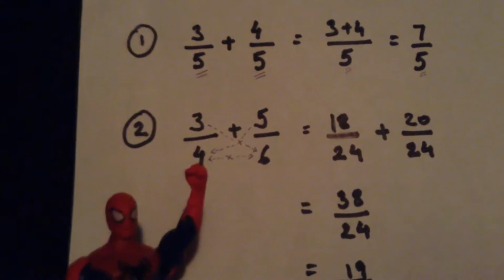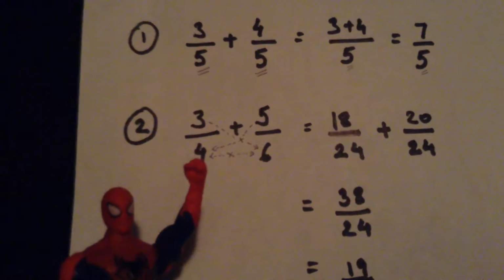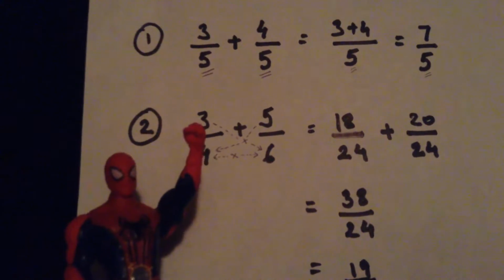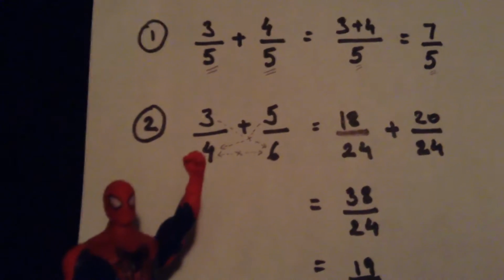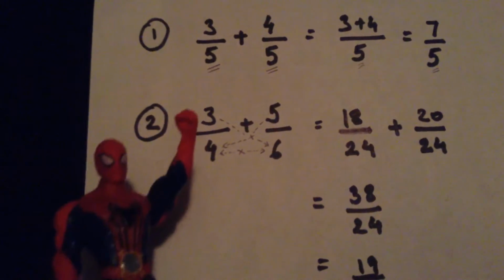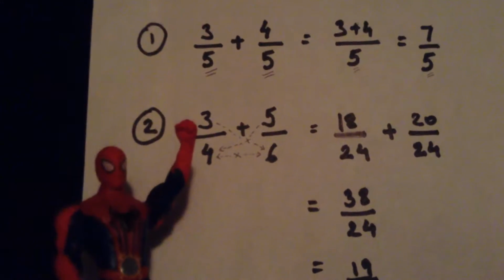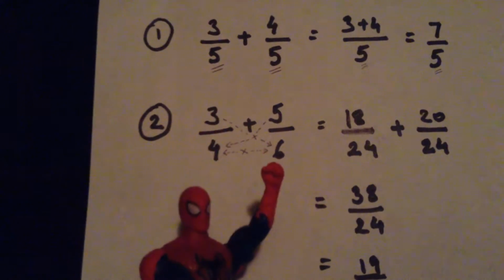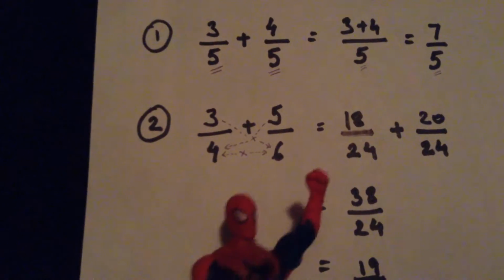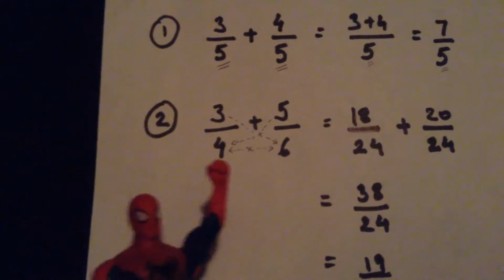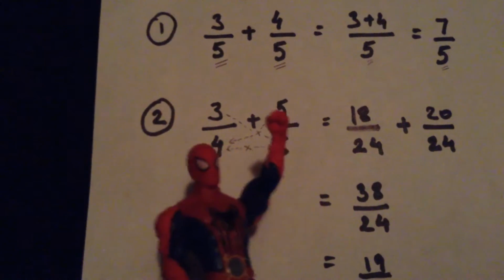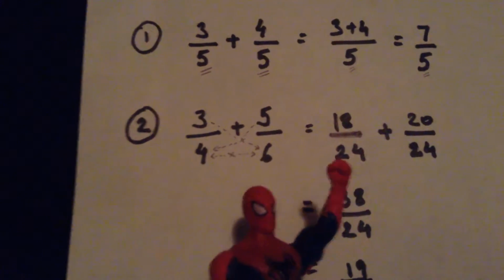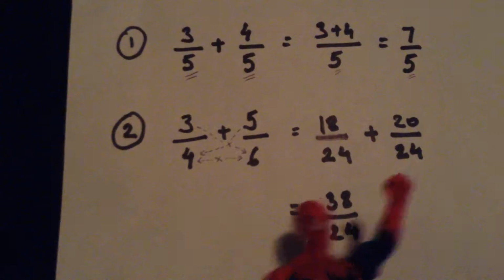This also supports the theory that whatever operation you carry on the denominator, you also perform the same operation on the numerator. So if 4 gets multiplied by 6, 3 also gets multiplied by 6. Similarly, if 6 on this side is getting multiplied by 4, 5 also gets multiplied by 4. So that's how you get 18 over 24 plus 20 over 24.